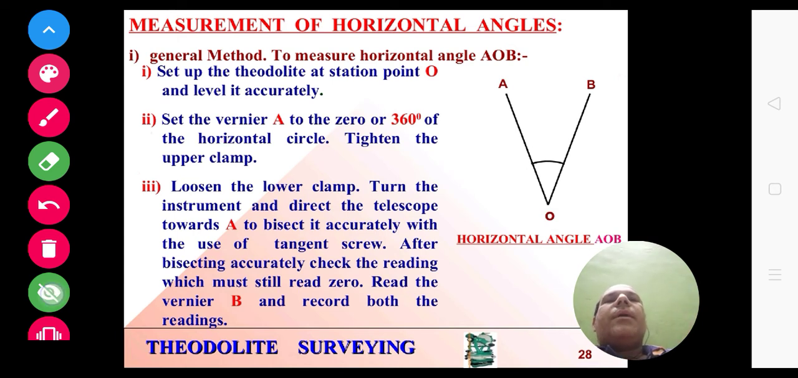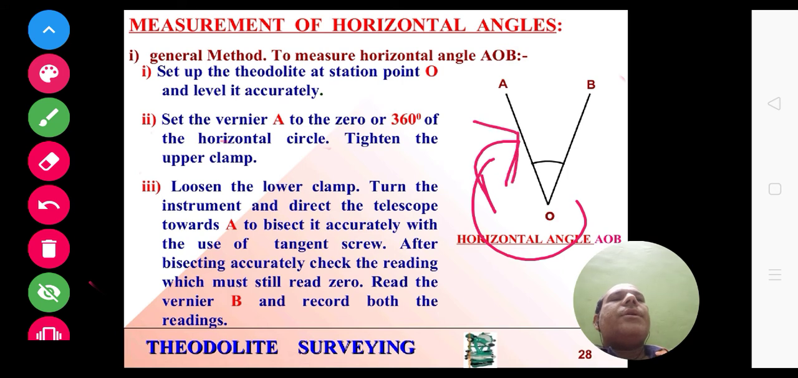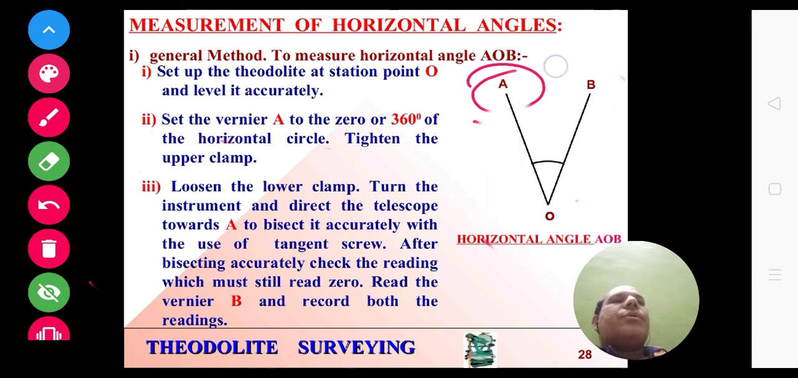Then release the lower clamping screw and swing the telescope in a clockwise direction till it bisects the ranging rod at A. Clamp the lower clamping screw and, with the tangent screw, finally bisect the ranging rod at A and observe the reading. The readings will be 0 degree 0 minute 0 second at vernier A, and 180 degree 0 minute 0 second at vernier B.